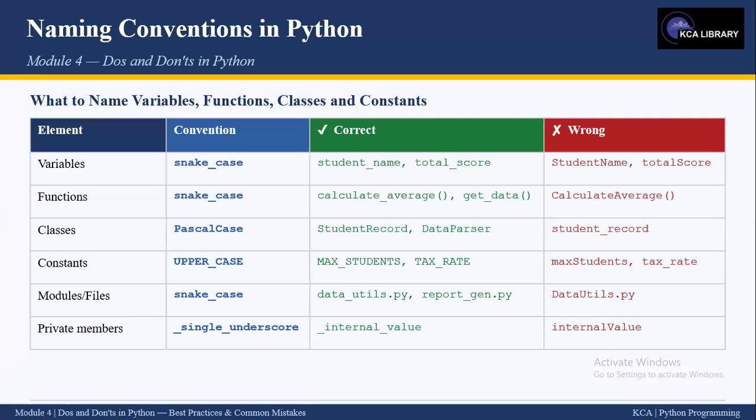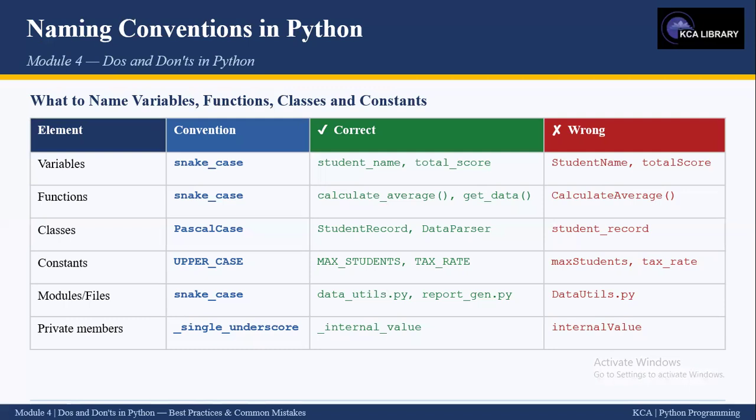Naming conventions in Python. Naming variables, functions, classes, and constants. Naming is one of the most important aspects of clean code. In Python, we use snake_case for variables and functions, PascalCase for classes, and UPPER_SNAKE_CASE for constants.